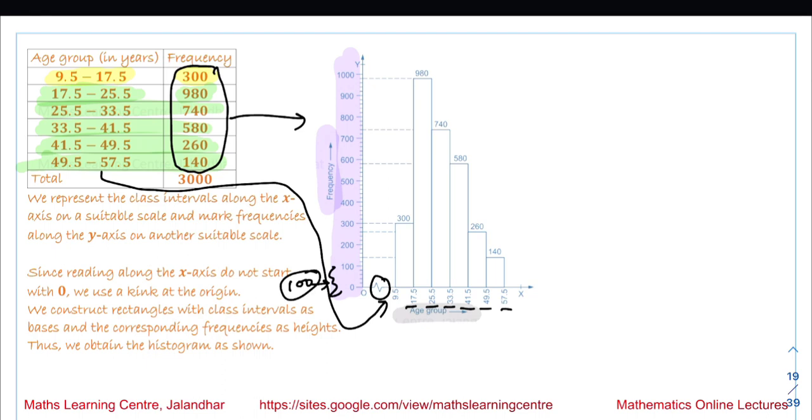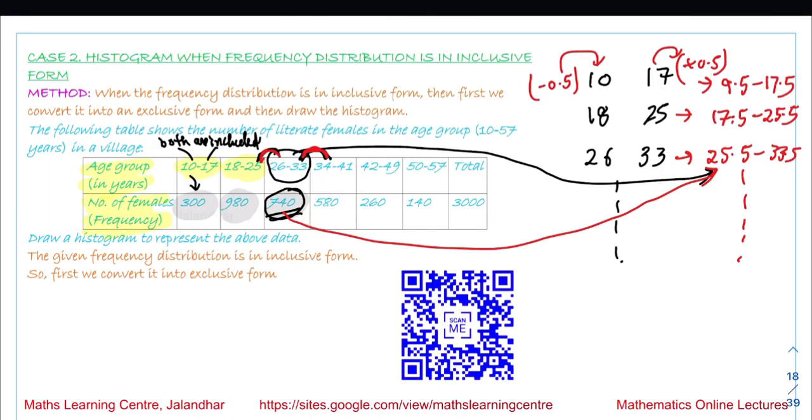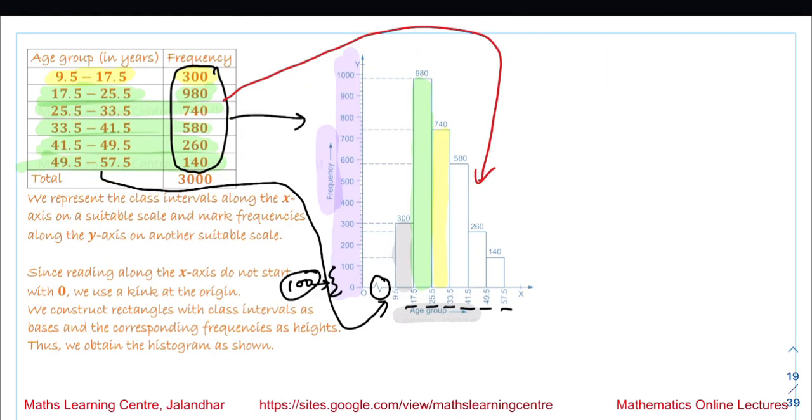Then we have drawn the corresponding rectangles: from 9.5 to 17.5 it is 300, then 17.5 to 25.5 it is 980, then from 25.5 to 33.5 it is 740, and likewise we can draw the other rectangles. We obtain the histogram corresponding to the data that was given in the inclusive form. So first we converted into exclusive form, and then we drew the histogram.